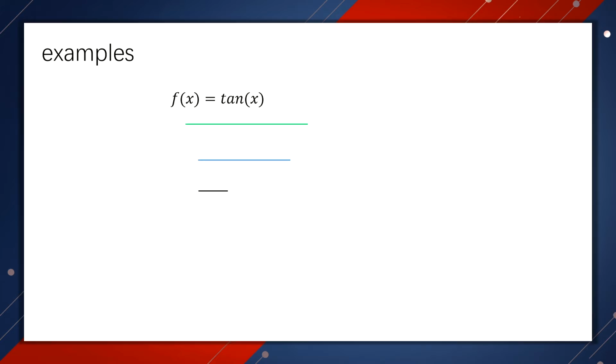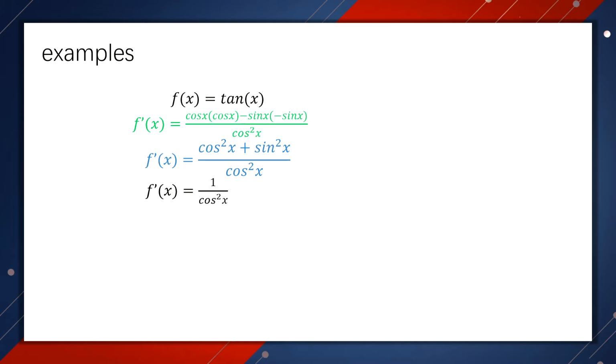Let us see the next example. f(x) equals tangent x. The first step, we apply the derivative: cosine x times cosine x minus sine x times negative sine x over cosine squared x. The next step is to simplify: cosine squared x plus sine squared x over cosine squared x. The last step is to combine. It's 1 over cosine squared x, which equals secant squared x.